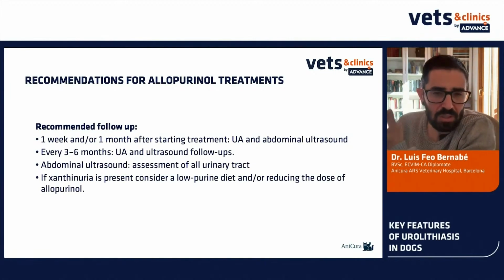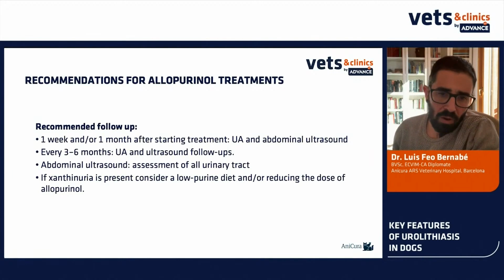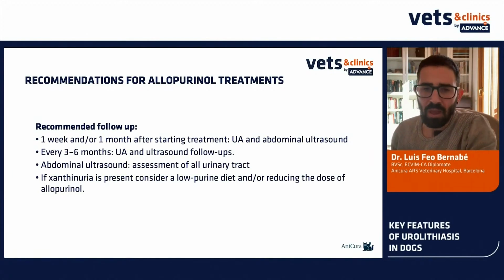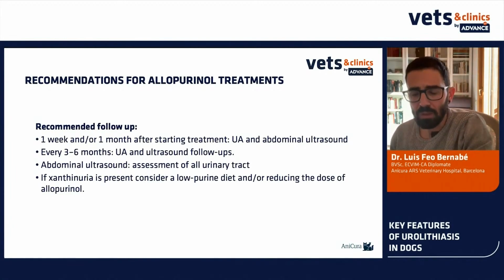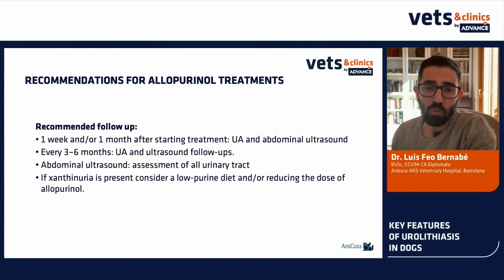So my recommendation is that between 1 week and 1 month after starting treatment with allopurinol, you do a complete abdominal ultrasound and urinalysis. And then every 3 to 6 months, do the same thing, urinalysis and ultrasound follow up. Remember, in the abdominal ultrasound you need to check all the urinary tract because you can have xanthinuria in the lower urinary tract or upper urinary tract, so it's very, very important.